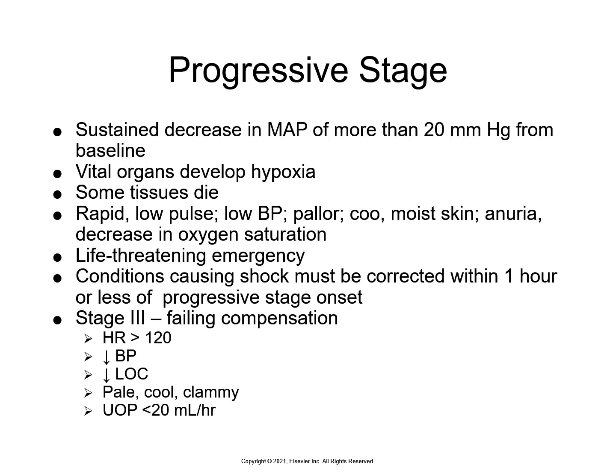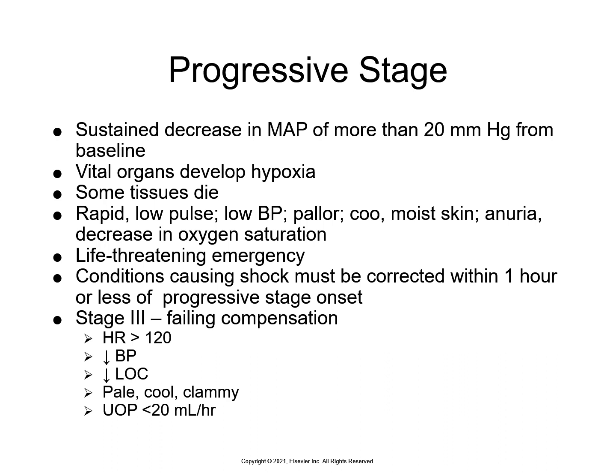Now, the progressive stage, this is where shock is kicking in. The compensatory mechanisms are failing, and the patient is definitely in trouble. There is a sustained decrease in the MAP of more than 20 millimeters of mercury from baseline. Their vital organs, the kidneys, the lungs, the heart, are becoming hypoxic. They're not getting blood supply. Some tissues will start dying.